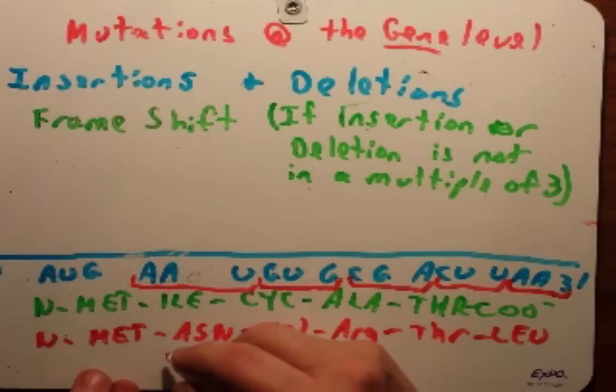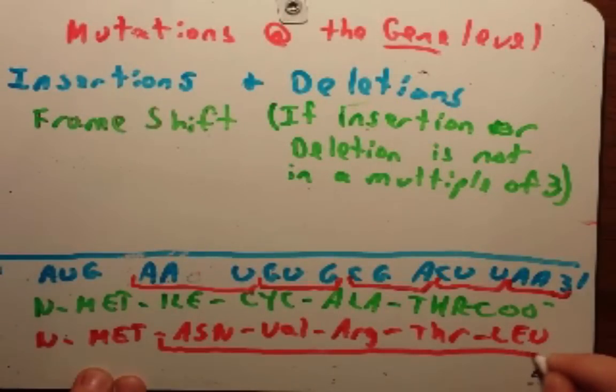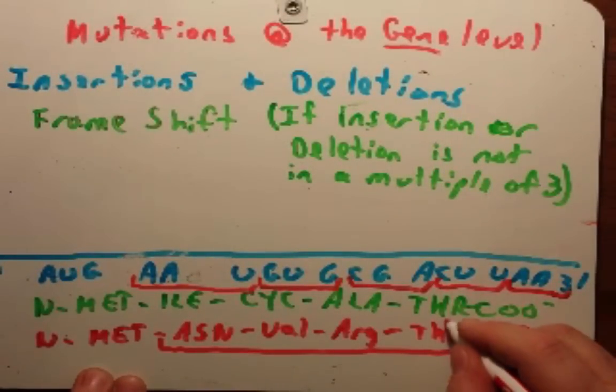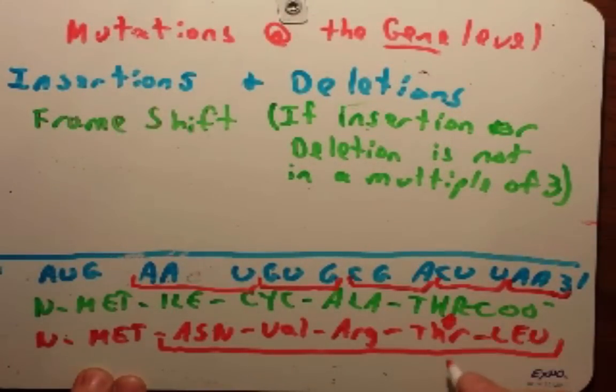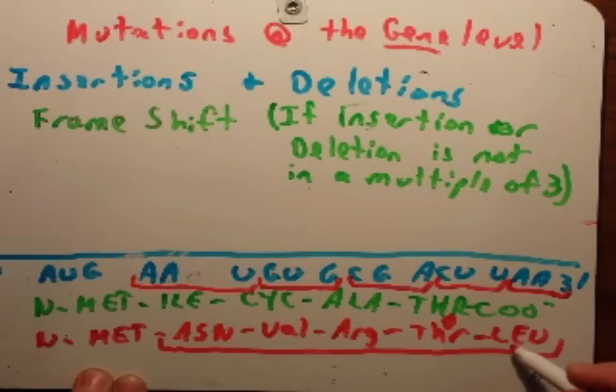But the most important thing you can see here is that these amino acids have changed. Isoleucine now is asparagine, cysteine is valine, alanine is arginine, threonine. I did this completely by random, but it just so happens to be that this particular amino acid didn't change because of the degeneracy of the genetic code. Now, but importantly here, instead of a stop codon, we now have leucine. And again, any other amino acids that follow.